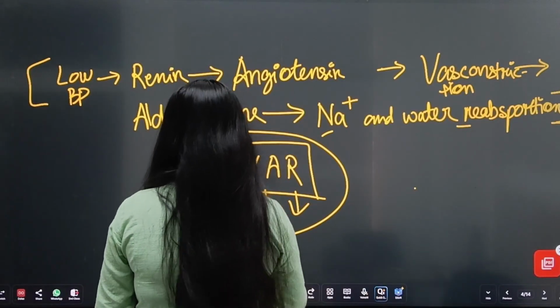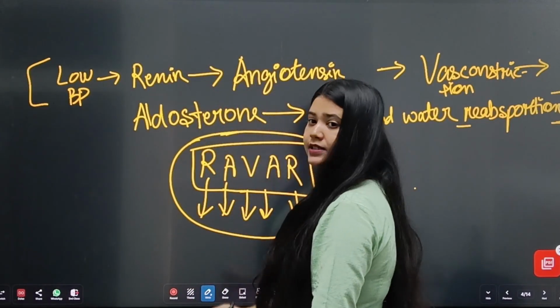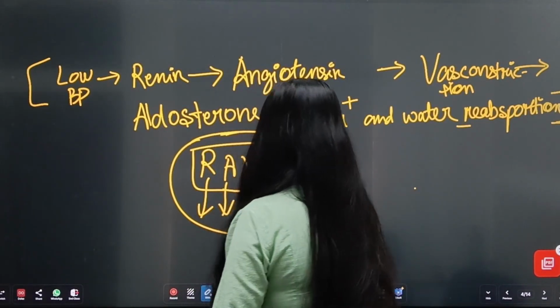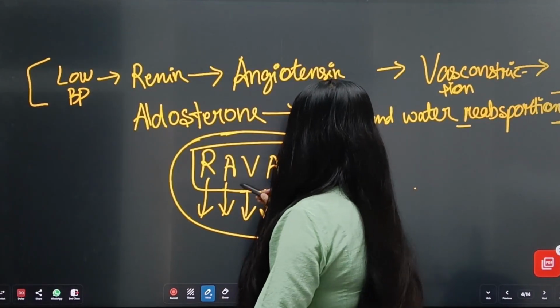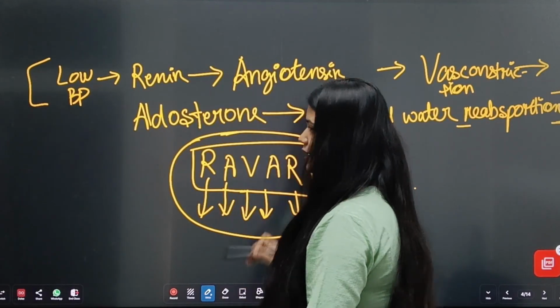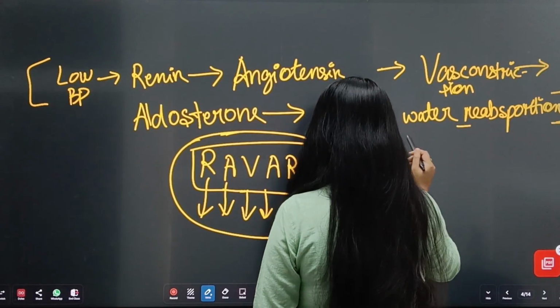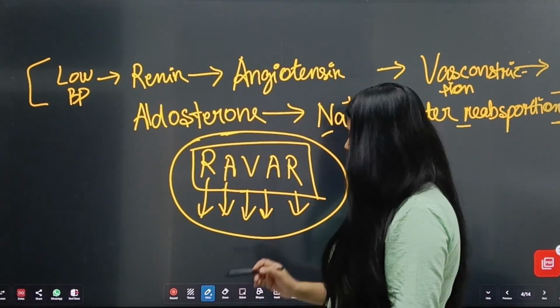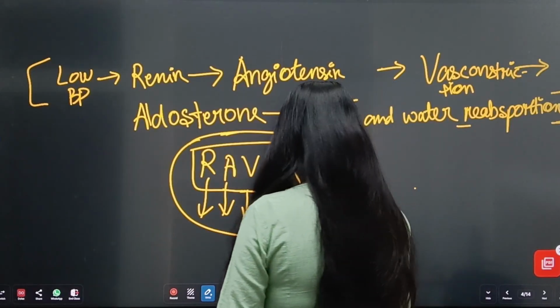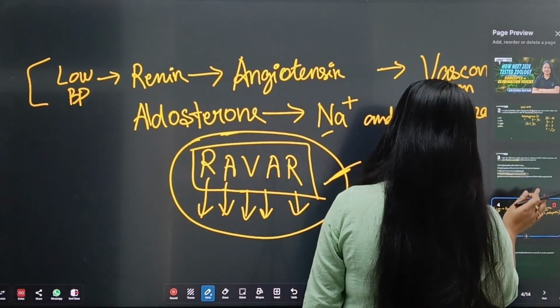That means renin followed by angiotensin. Angiotensin will lead to vasoconstriction. Then again it will lead to the release of aldosterone, and finally the release of aldosterone will lead to sodium and water reabsorption. This is the trick. Fine.